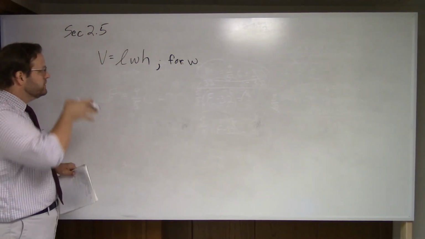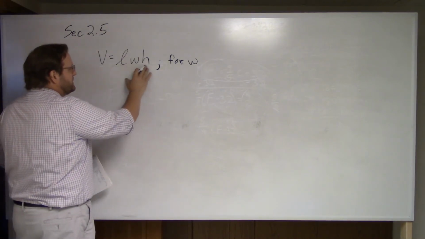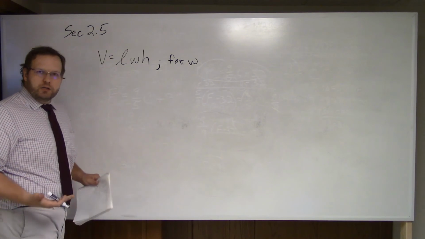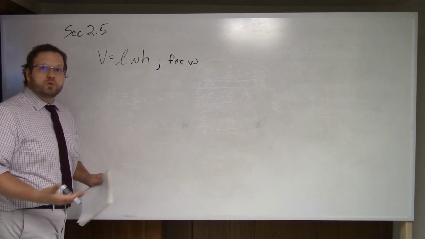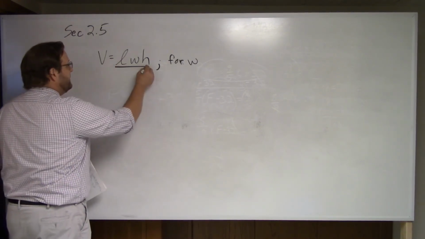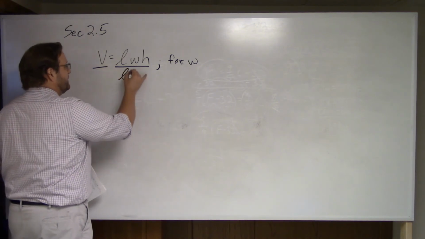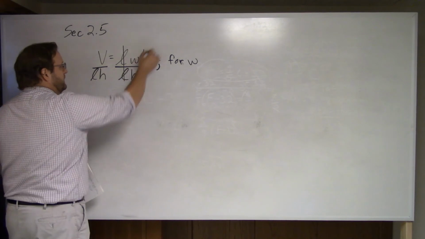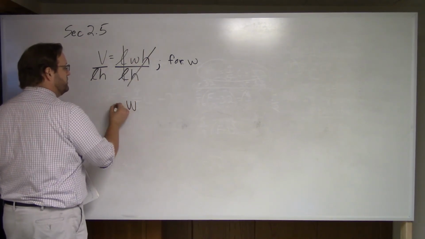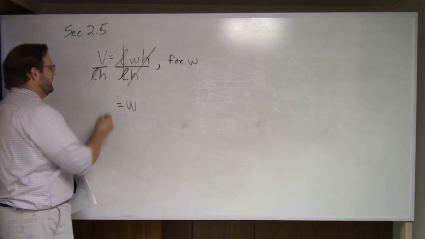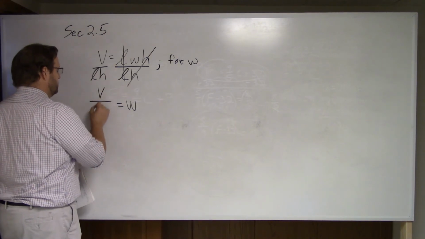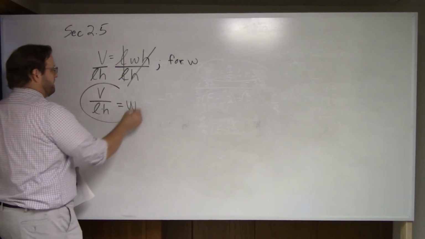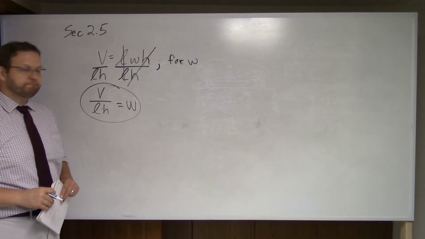Now this one's a little tricky because notice this is one big product, length times width times height. You undo multiplication with division. Do it all at once. I'm going to divide both sides by length times height. Canceling, canceling, and I have the W alone like I wanted. And I have volume over length times height. And that's all there is to it.